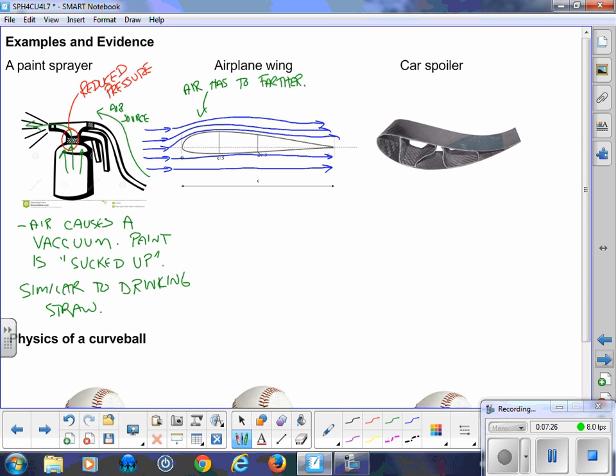So if the air doesn't want to move based on Newton's first principle, because the air, we'll call it stationary, the plane's going through the air, that means that we have an increase in velocity. So air travels faster over top of wing.